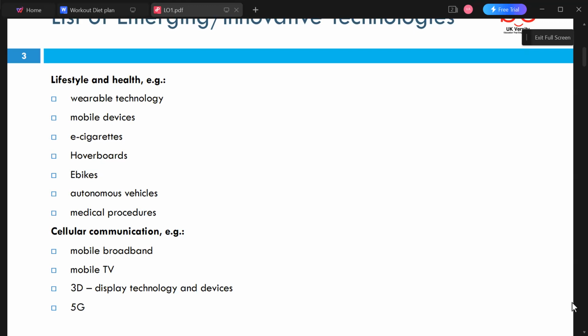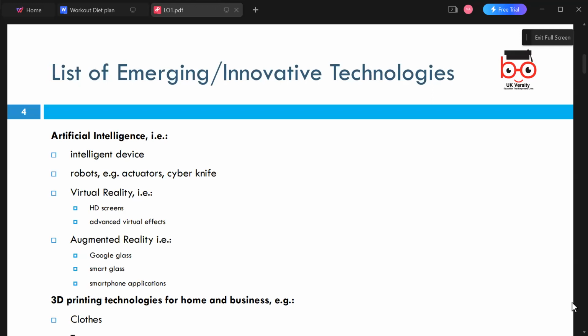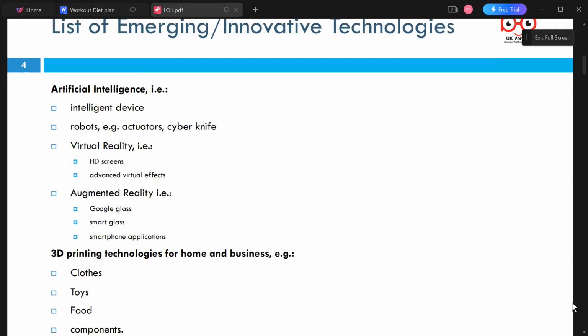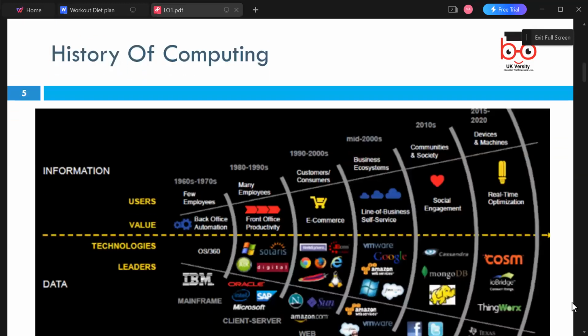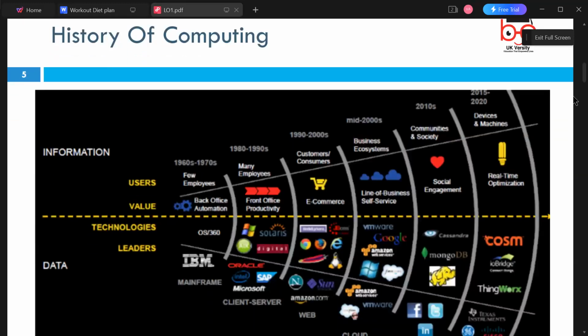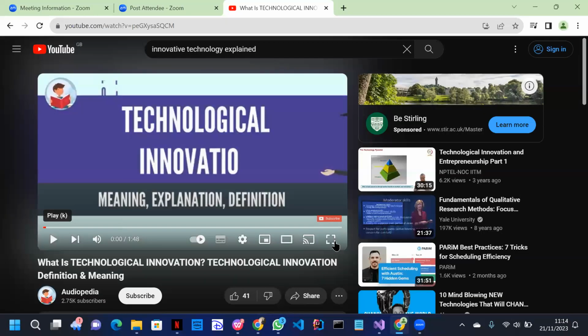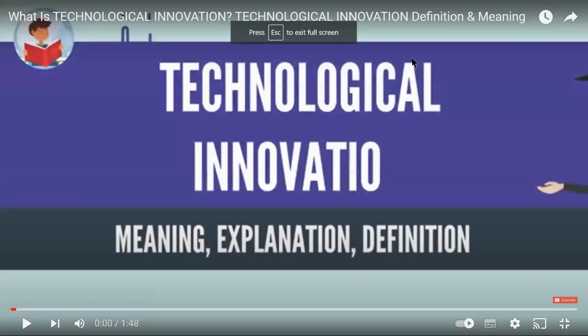cellular communication, where we have 3G, 5G, and mobile broadband. Then we look into artificial intelligence with robots, IoT devices, virtual reality, and augmented reality. Then we'll look into also 3D printing technologies. So before diving in, there's a short video which I wanted to share with you, which will give you an understanding of innovative technologies.